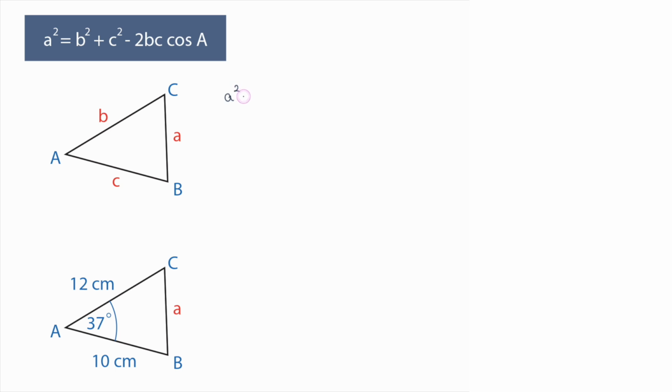So a squared equals b squared, and b is 12, so that's 12 squared, plus c squared, and c is 10, so 10 squared, minus 2, multiplied by b, which is 12, multiplied by c, which is 10, multiplied by cosine of angle A, and angle A is this one here, 37.